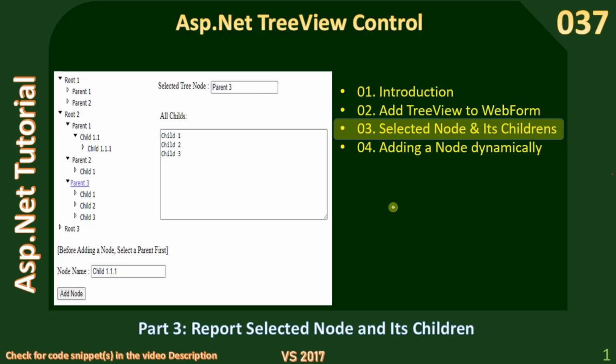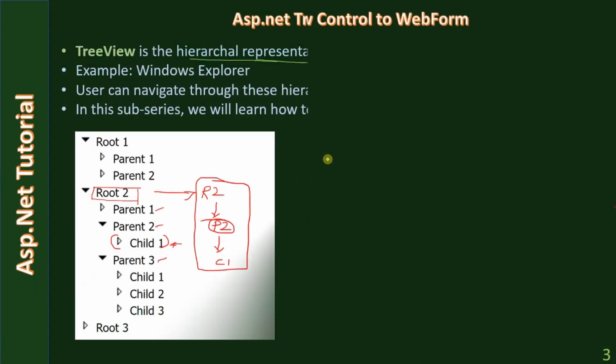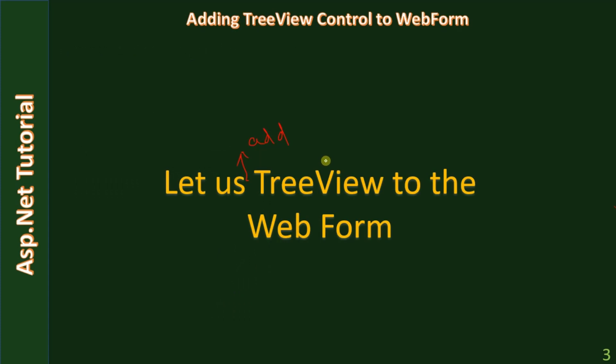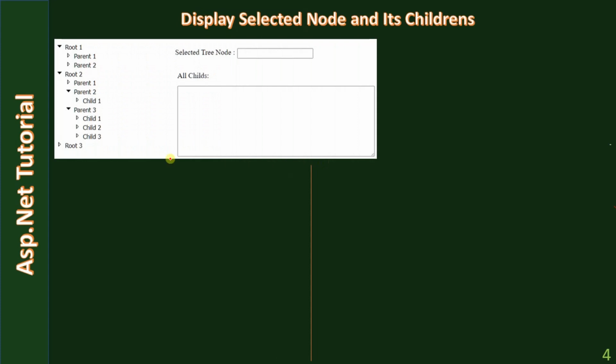In this video, we will report the selected node and its children. So that means here we will add this set of controls to our web form to report the selected node and its children. So here we have two controls. Say for example, if the user selected parent 2, this will report the selected node as parent 2 and display all the children. Here we have only one child, so it will display C1.